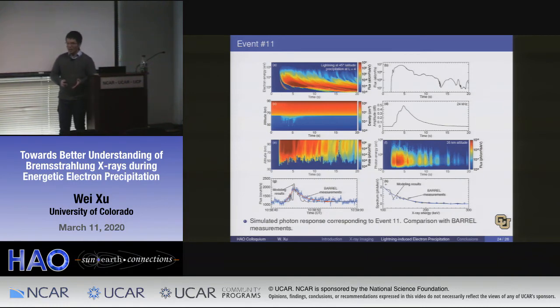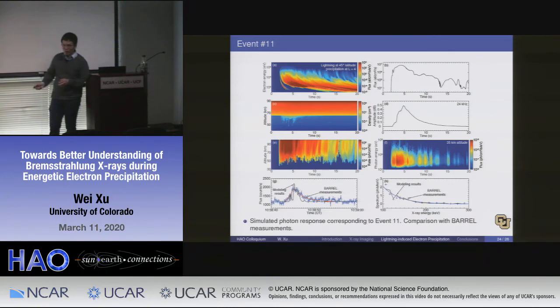I was actually expecting this question. As we see from here, the temporal structure of those X-ray pulses measured by BARREL can be very well explained by our simulation results. It's only the magnitude of these pulses. The total X-ray counts is roughly proportional to the square of the lightning peak current. So in order to match the BARREL measurements, we need to use a peak current of more than 300 kiloamps.